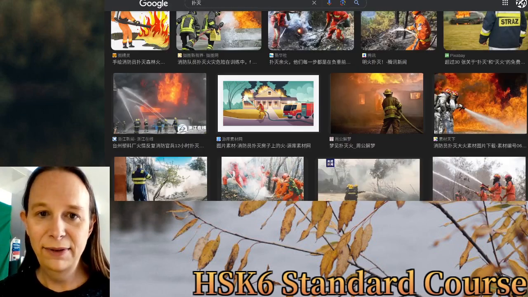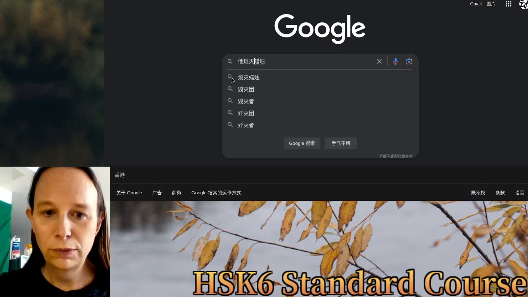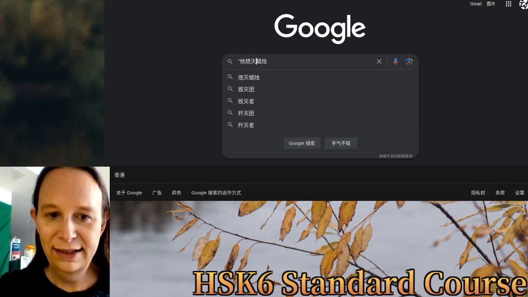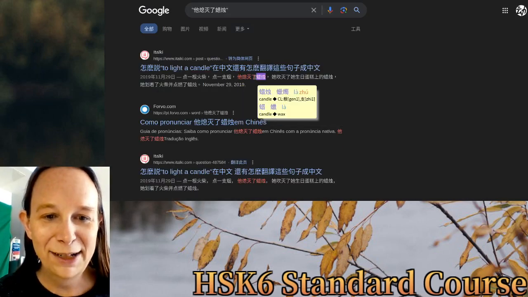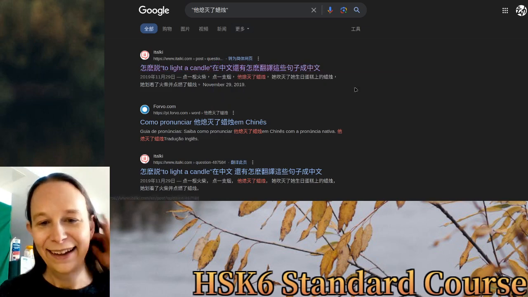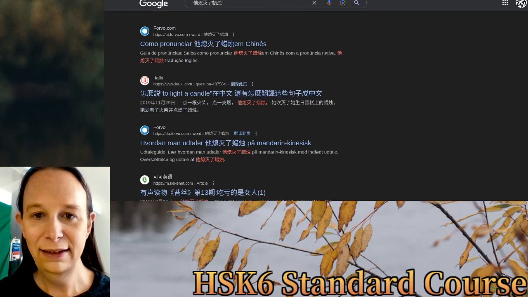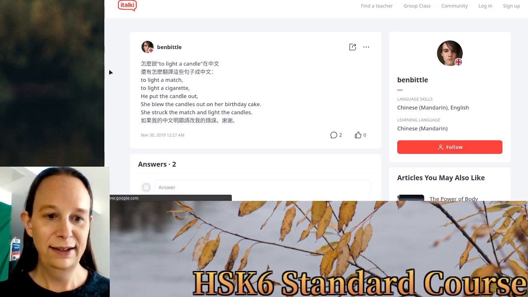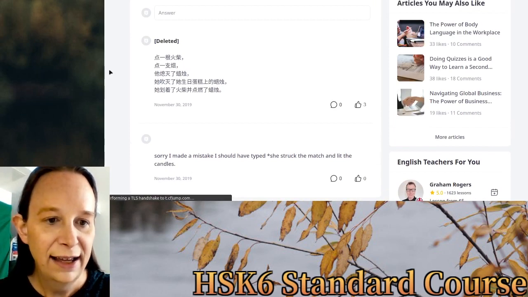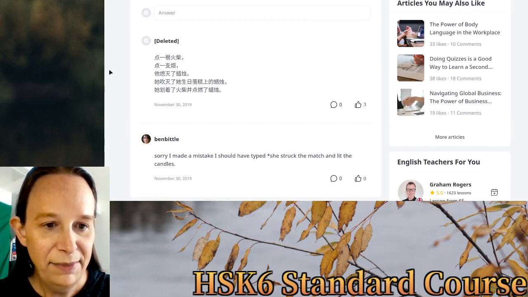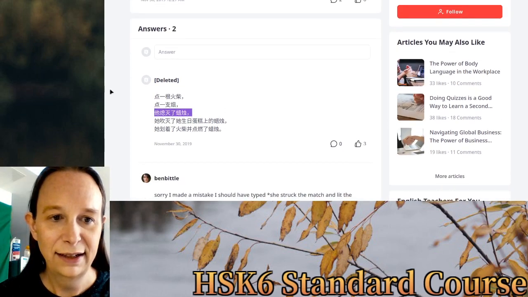Yeah. So let's go to Google. 它熄灭蜡烛 and 熄灭了蜡烛 and see if anyone actually wrote that. Yeah, someone on iTalki did. Let's see what they wrote actually. I think this is not correct. And that's what we should get. 点一根火柴，点一支烟，它熄灭了蜡烛。No, here it is. So it wasn't corrected.